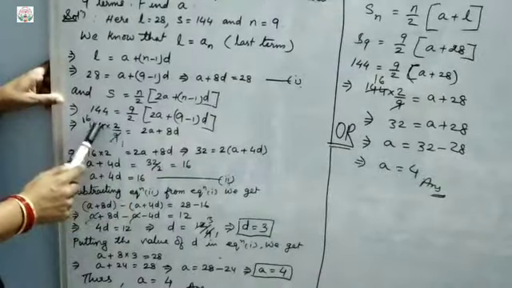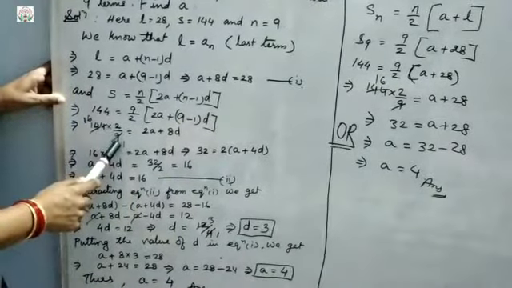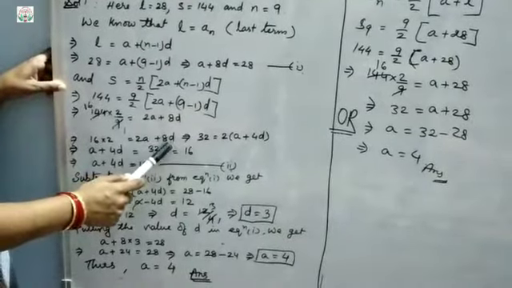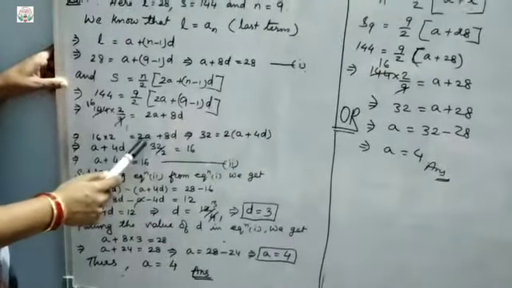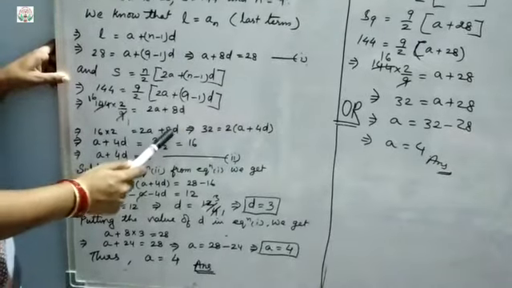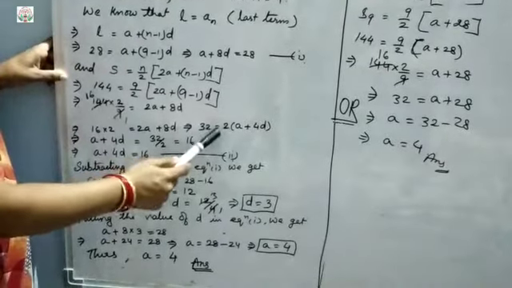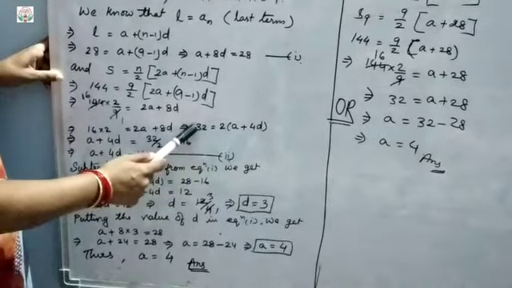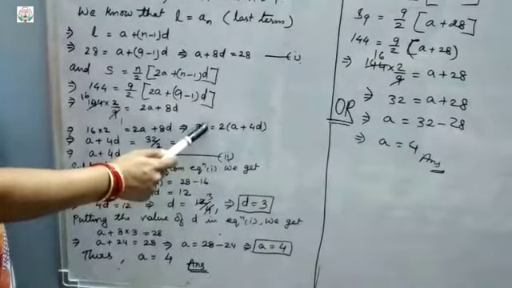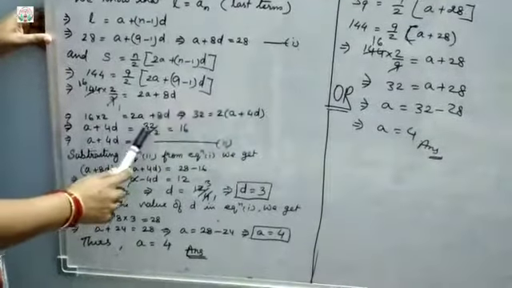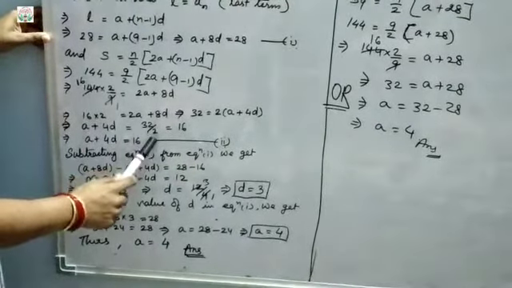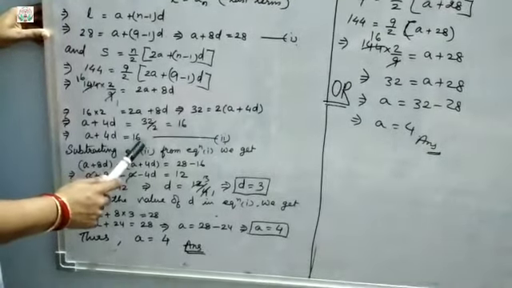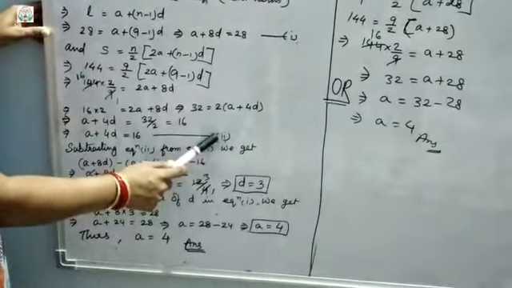So now 144 is divisible by 9 completely, giving 16. So 16 into 2 equals 2a plus 8d. You can see here both the terms have 2 in common. So we will take 2 common. So 32 equals 2 into a plus 4d. Now 2 will be taken to the other side, so it will be divided. So a plus 4d equals 32 upon 2, which equals 16. So a plus 4d equals 16. That is equation 2.